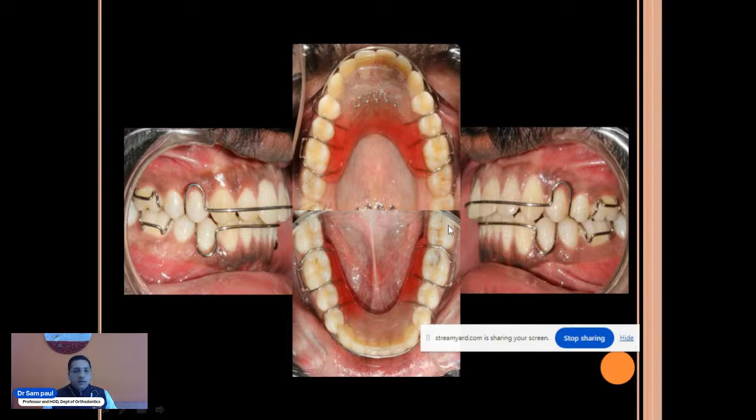And right now the retention phase is going on with the Hawley's appliance. And since he had a tongue thrusting habit, we have given a tongue thrusting appliance also here. The tongue crib you can see here. Okay.